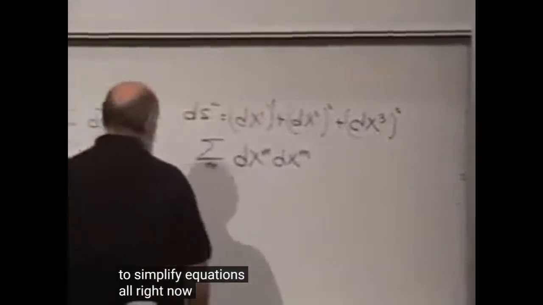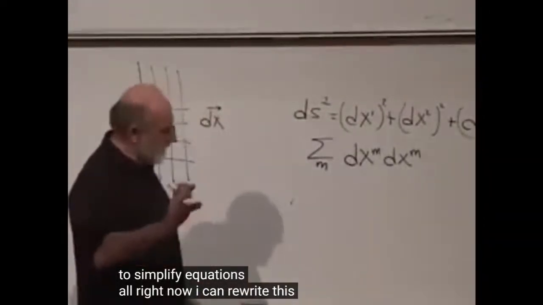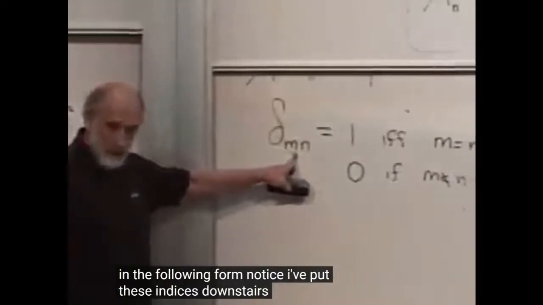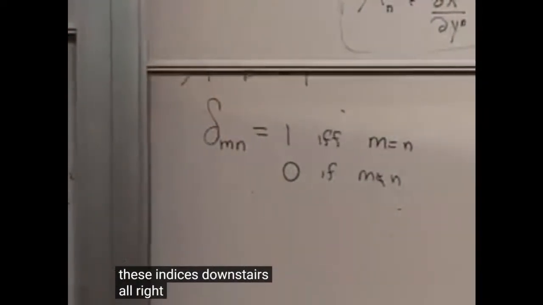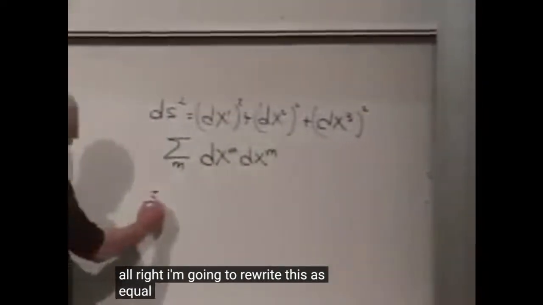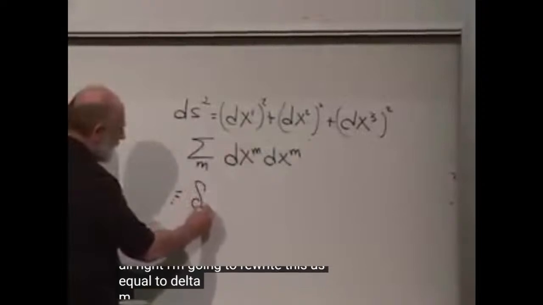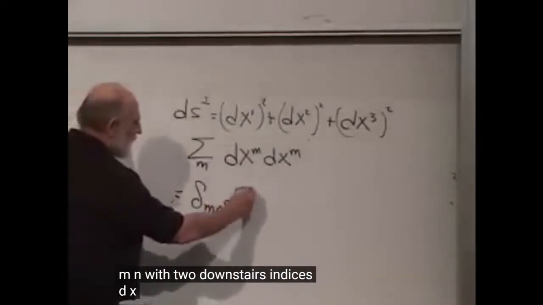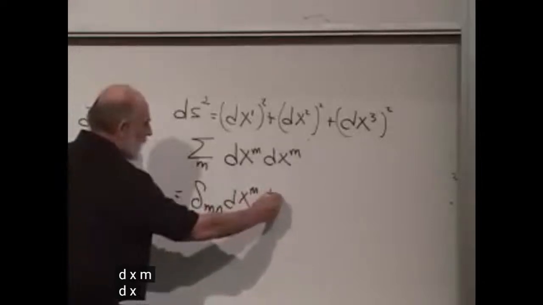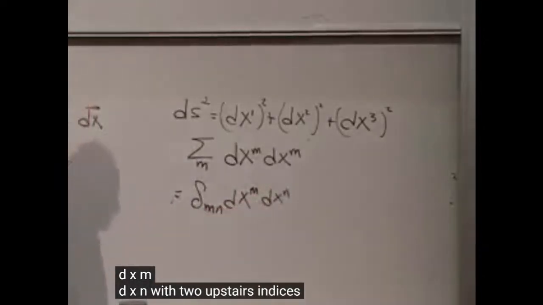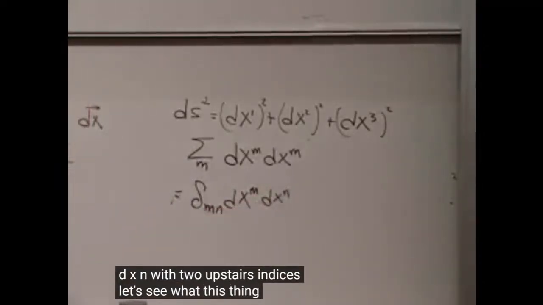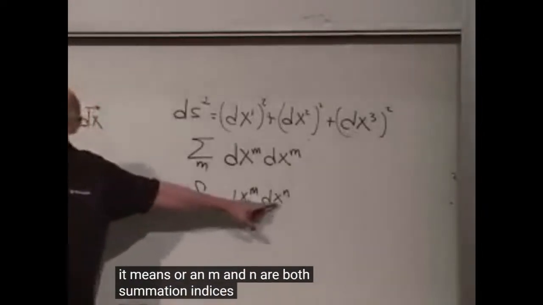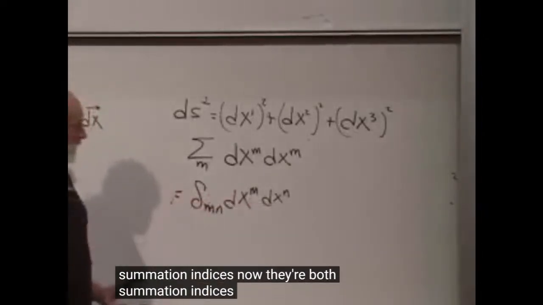All right, now, I can rewrite this in the following form. Notice I've put these indices downstairs. I'm going to rewrite this as equal to delta mn, with 2 downstairs indices, dxm dxn with 2 upstairs indices. Let's see what this thing means. It means, and m and n are both summation indices now. Interesting. They're both summation indices.